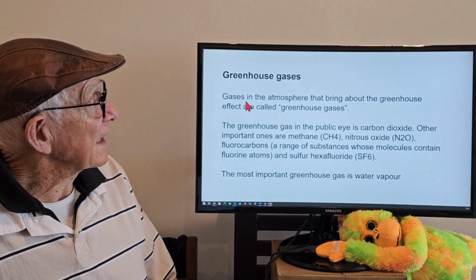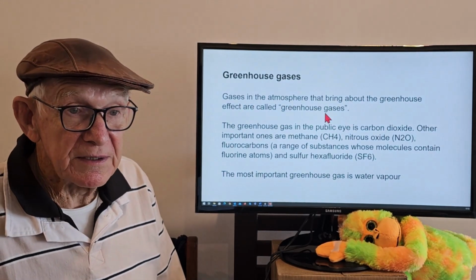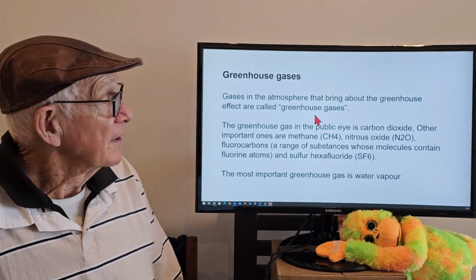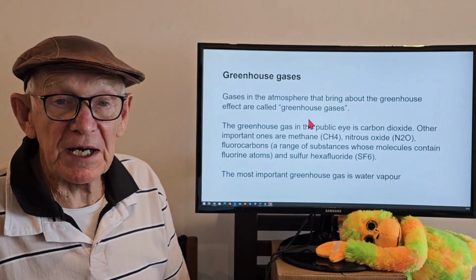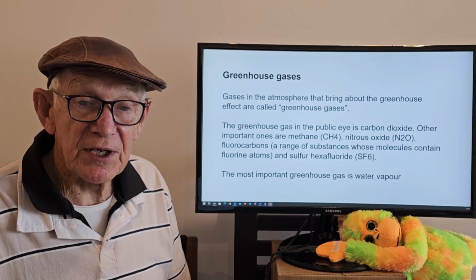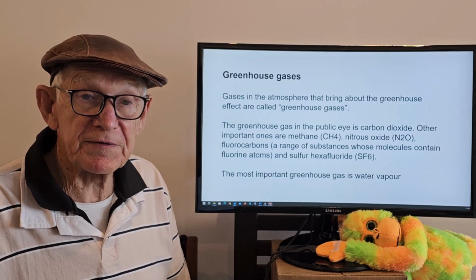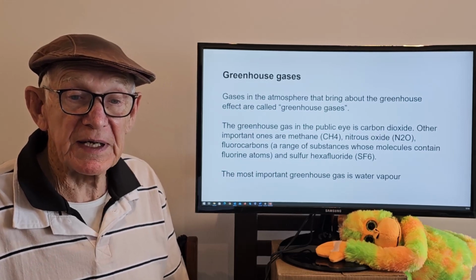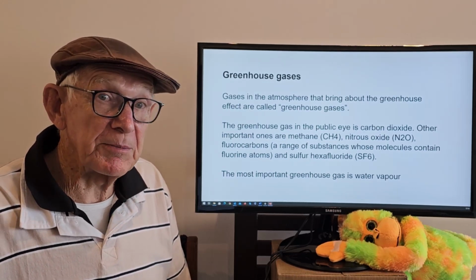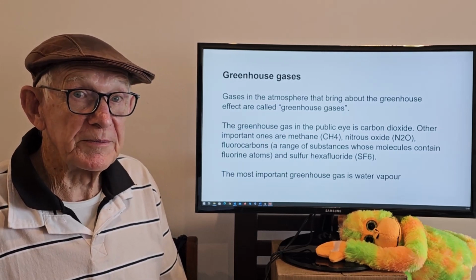So greenhouse gases are gases in the atmosphere that bring about the greenhouse effect. The greenhouse gas in the public eye is carbon dioxide. There are other ones: methane, nitrous oxide, fluorocarbons, a whole range of different sorts of molecules, and sulfur hexafluoride. And the most important one of all, which we'll come to talk about, water vapour.